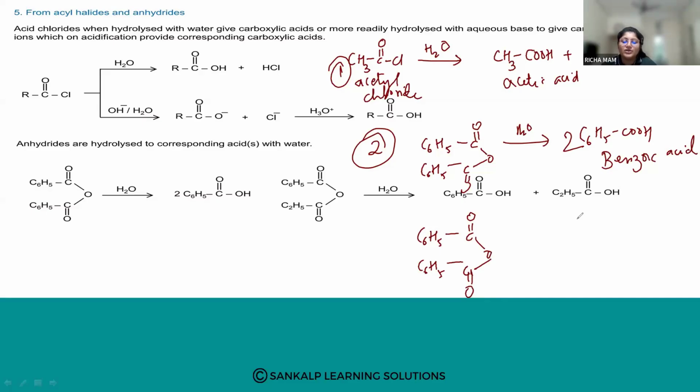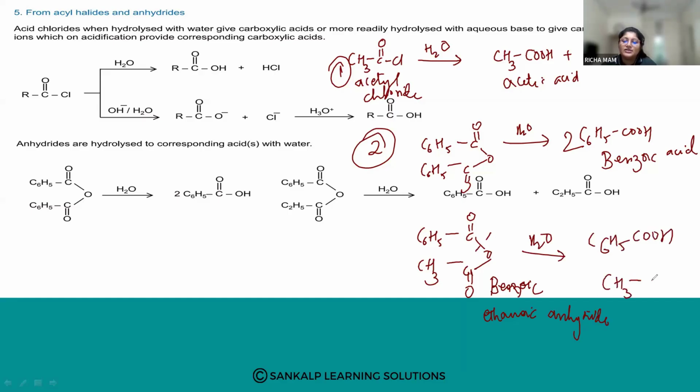So further reacting it with water. If I give you another example, one is benzoyl and another is a methyl group. What will be the name? It will be benzoic ethanoic anhydride. On further H2O, what will happen? I'm going to get C6H5COOH and CH3COOH. So I'm going to get a mixture of acids. One will be benzoic acid, another will be acetic acid.